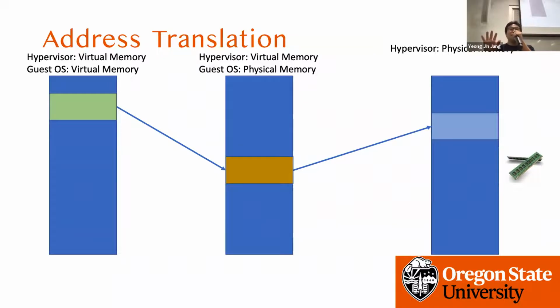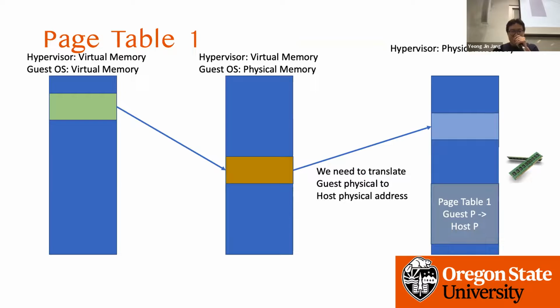So in this case, we are not trying to emulate the execution. We want to run the operating system on the real CPU. And for the first thing, to translate from the guest operating system to the hypervisor's physical memory, we definitely need a page table. Okay? Then where should we store that kind of page table?